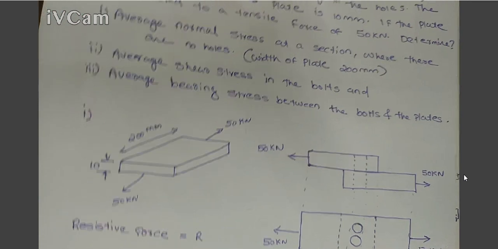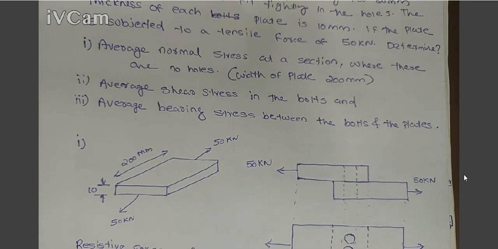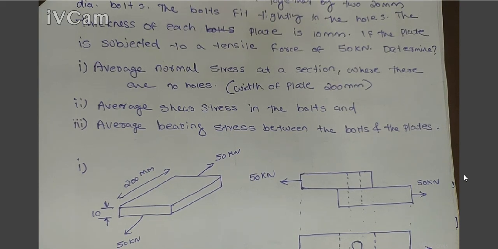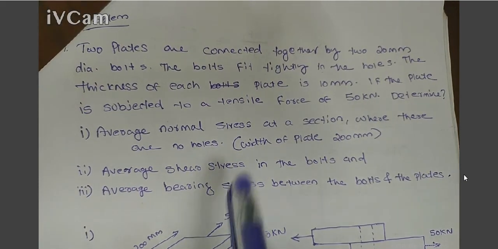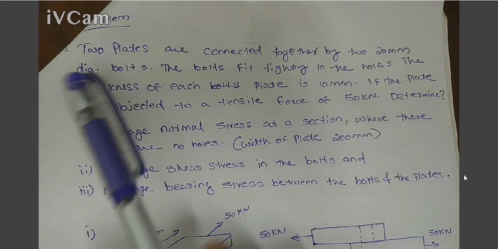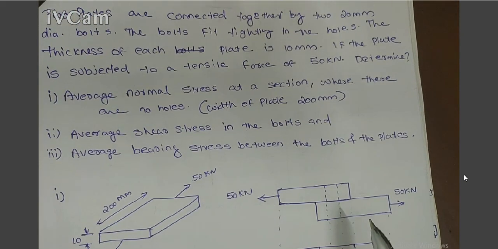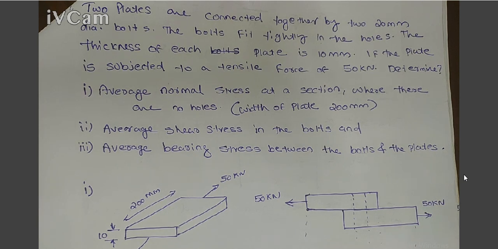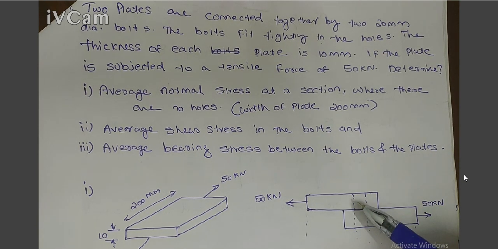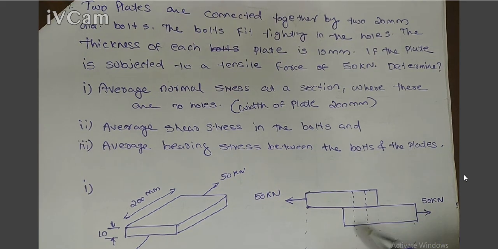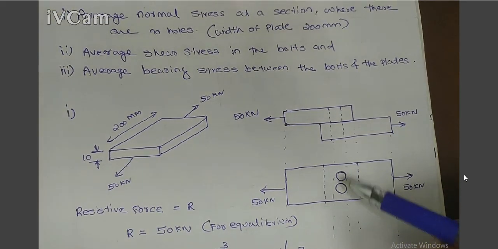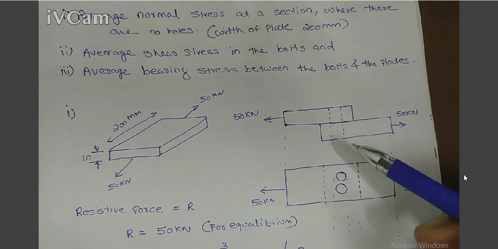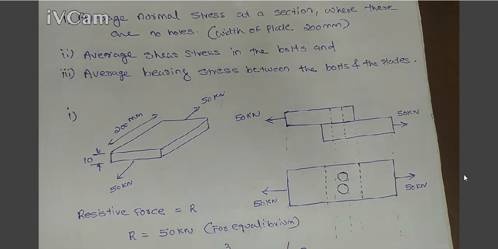So, next, we will discuss one problem based on stress and principal stress. First, we will discuss a problem based on the average stress. Two plates are connected together by a 20 mm diameter bolt. So here we have two plates, connected with 20 mm bolts. This is the front view and this one is the top view. There are two bolts used to connect these two plates, and a 50 kilonewton tensile load is acting on this composite structure. Okay.